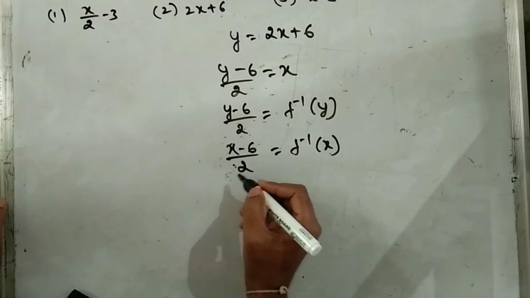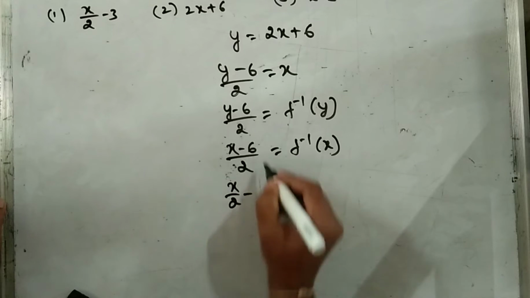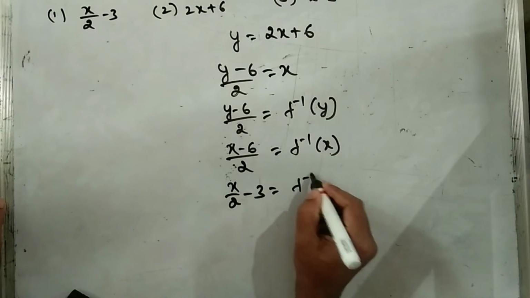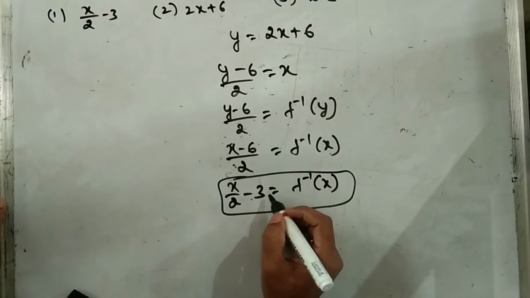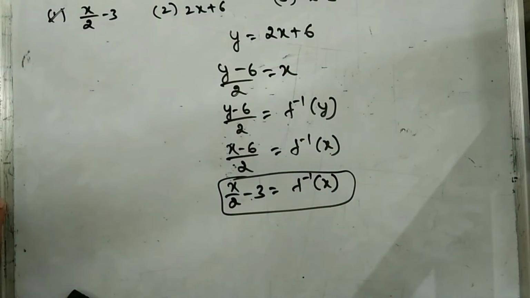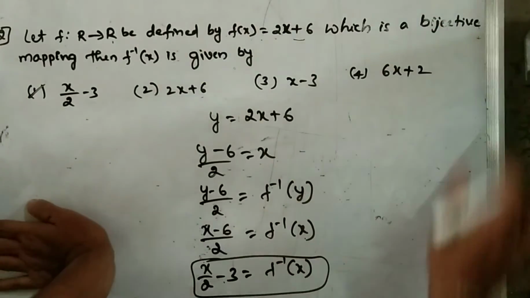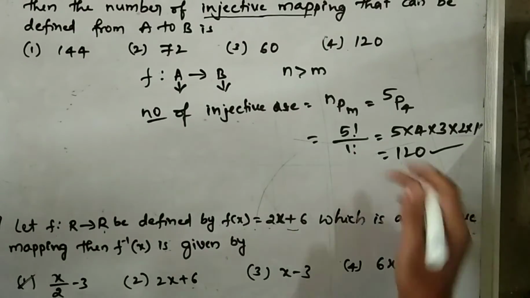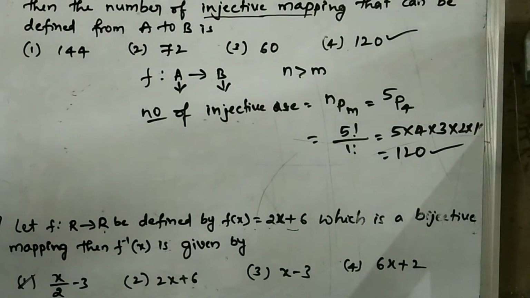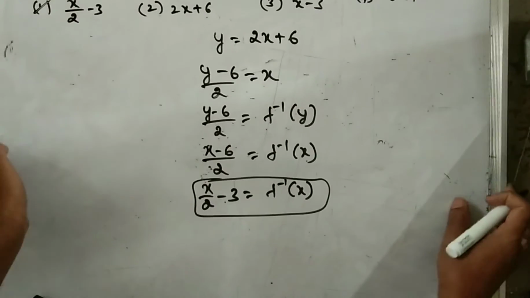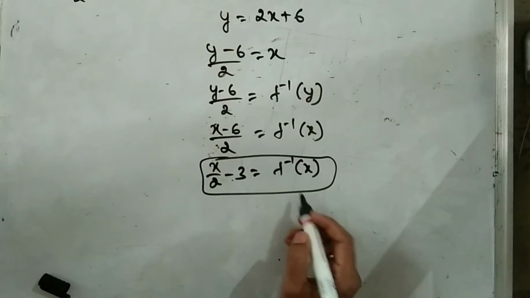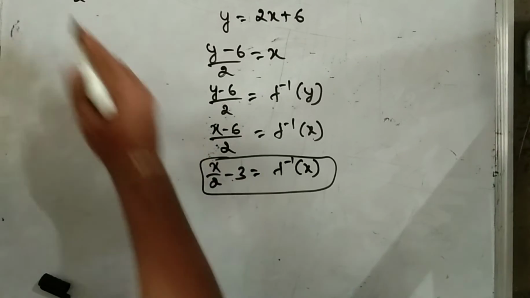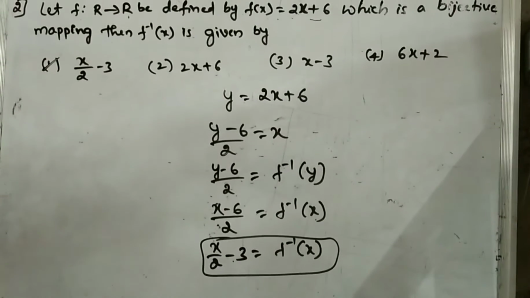Now I will simplify this. x by 2 minus 6 by 2, which is 3. So f inverse of x is equal to x by 2 minus 3. That is the first option. Okay, now f inverse of x is equal to x by 2 minus 3. That is the first option, the right option. Okay, now let me move on to the next one.